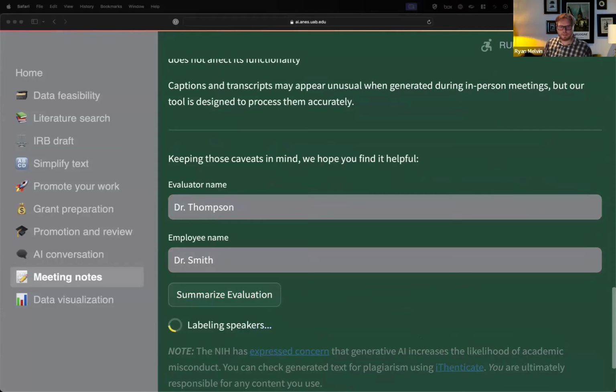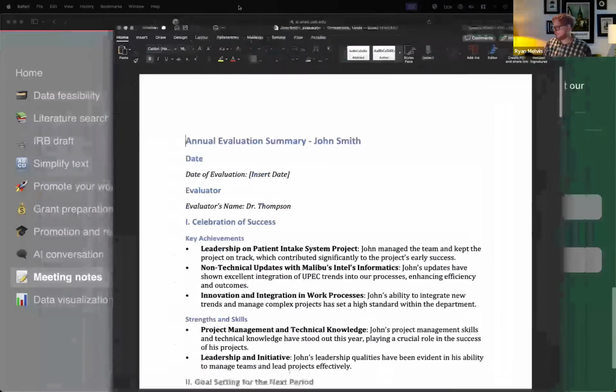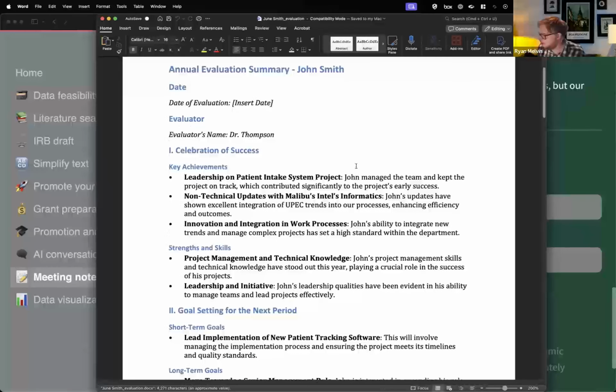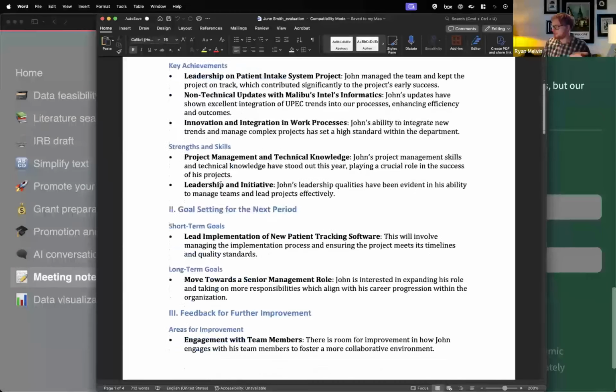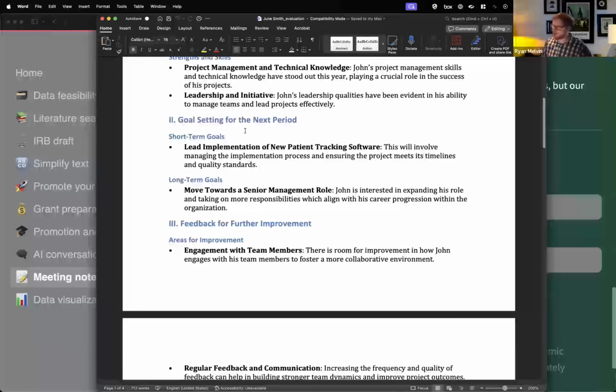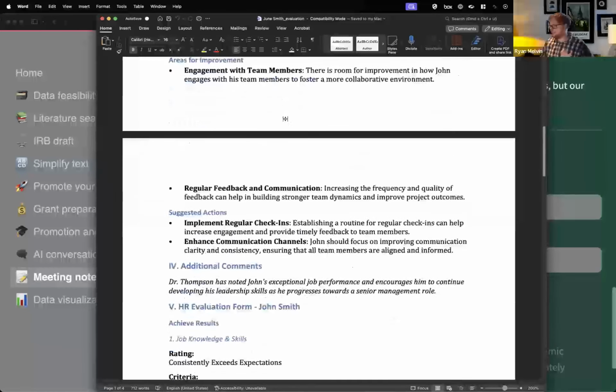it's probably not the best one. Here we go. It will produce this document, which has some nice celebration of success that our department wanted to focus on, goal setting for the next year, et cetera, et cetera.